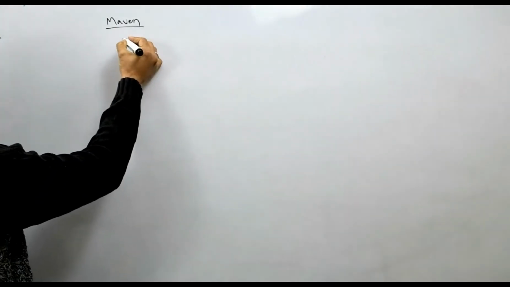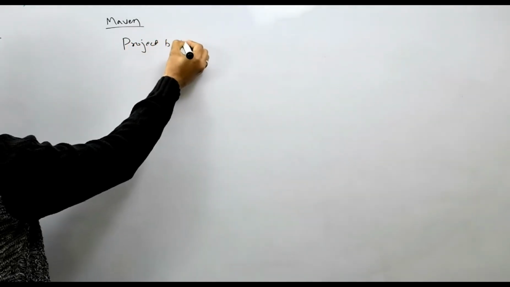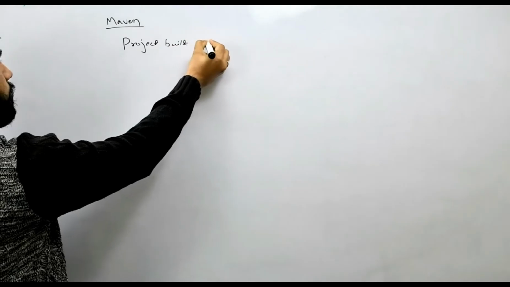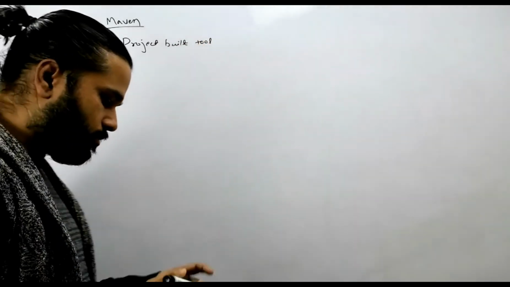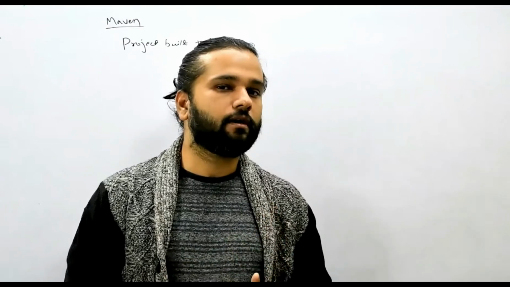Basically, it's a project build tool. Now, what does it mean? When you have a lot of projects and there are dependencies, like project A should be compiled first, then project 2, then project 3, and so on. There could be dependencies between projects, and there could be a dependency on a lot of libraries. Whenever you're working with third-party libraries, it is always recommended to use some build tool like Maven to manage your dependencies.